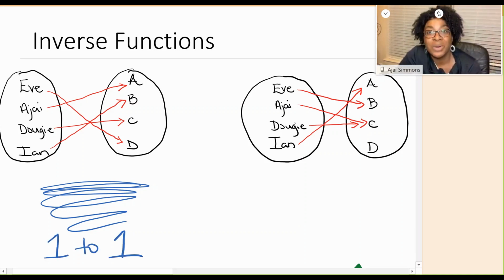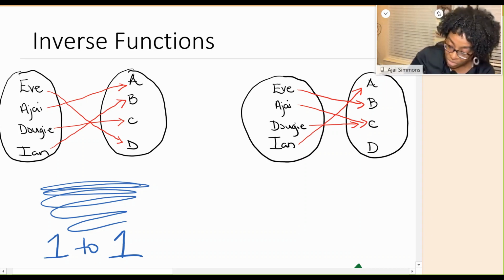What does 1-to-1 mean? You probably never heard that phrase before, but what it means is that everybody in the class has a unique grade. And what I mean by unique is that there's no two students in this class that have the same grade.